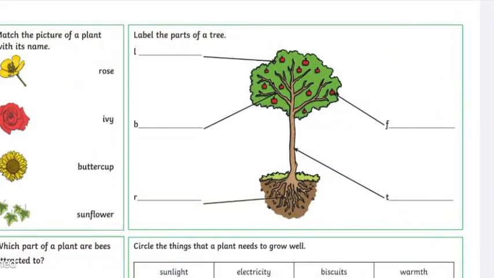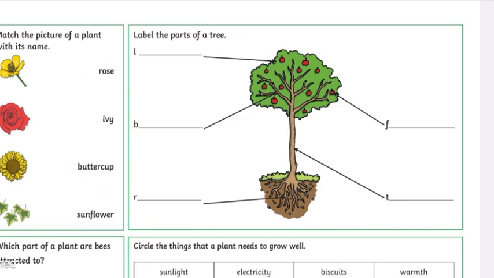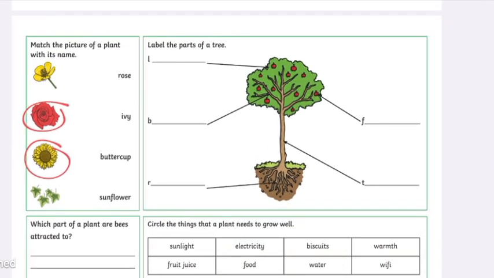So maybe I don't know the name of all the flowers, but it's okay. We can match the ones that we know. We know this one and we know this one, right? These are the two that all the boys know. So what is the name of this? Rose or ivy? Rose. And what about this, the yellow one, the third one? Sunflower. So now we have ivy and buttercup.